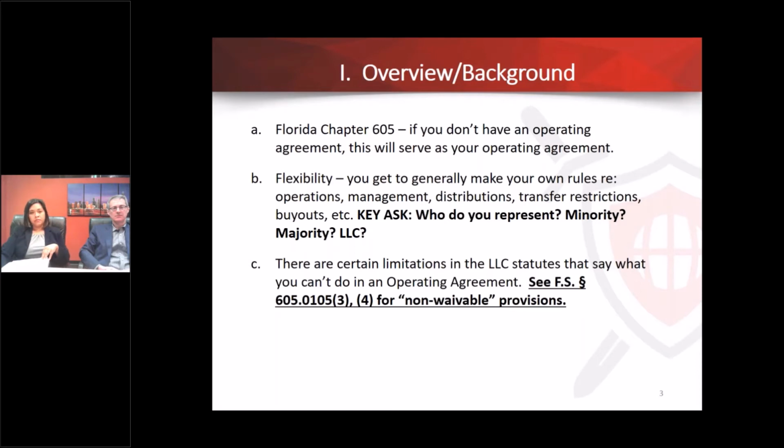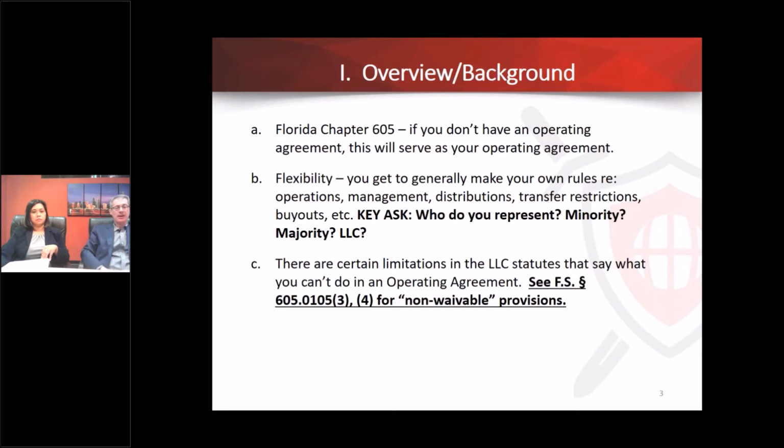In Florida, Chapter 605 is the operative provision of the LLC Act. And if you don't have an operating agreement, this will serve as your operating agreement. And to the extent that your operating agreement is silent on certain issues, you'll look for guidance in Chapter 605 to fill gaps. So you have to be very careful. We refer to Chapter 605 in Florida, but every single state has its own LLC statute governing operating agreements, and the rules between both the managers and the owners, who are referred to as members.